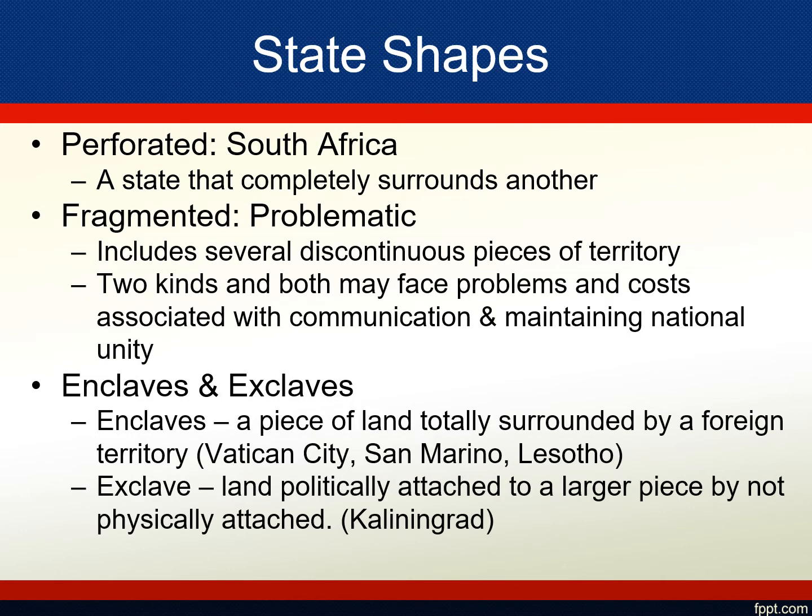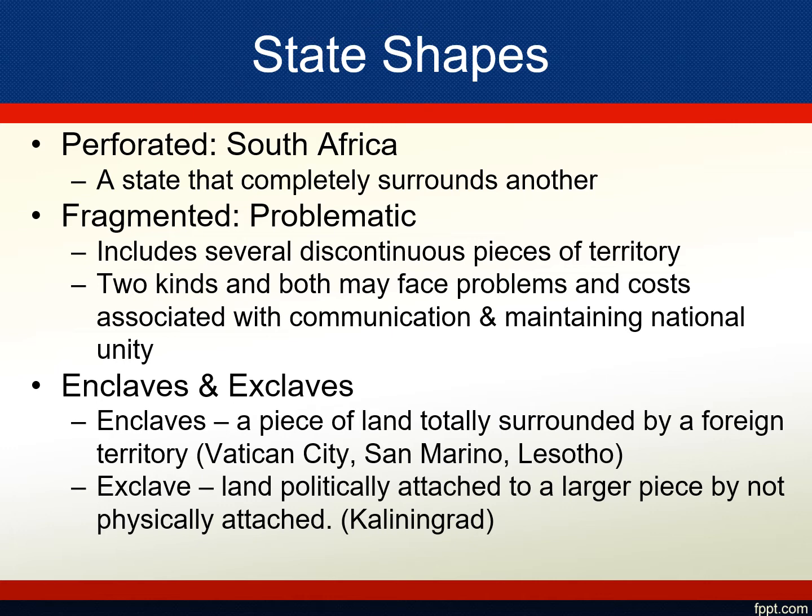A perforated state is a state that completely surrounds another. So think of it like there's a hole punched out of it. That's what it looks like in terms of perforated. So it's South Africa that is perforated, not Lesotho. Lesotho would be compact shape, but because Lesotho basically punches a hole out of South Africa, it's South Africa that's perforated.